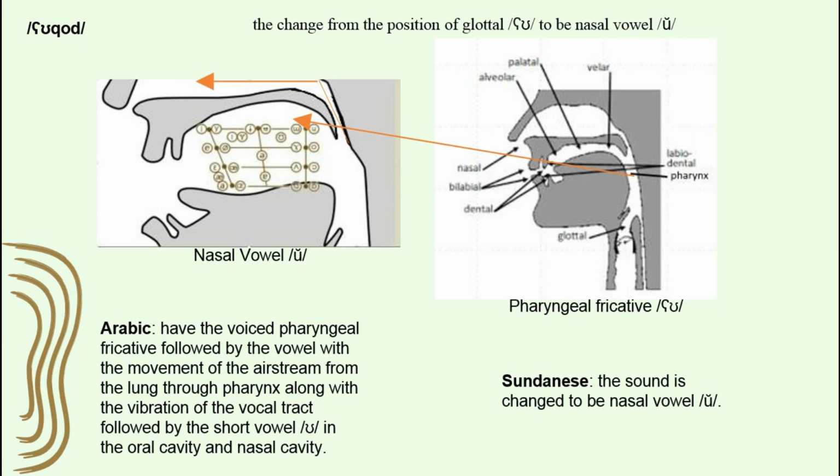Different from the Sundanese sound system, data number 3 shows that the sound is changed to be nasal vowel U. It is also actualized in the transliteration from Arabic to Sundanese. The voiced pharyngeal fricative followed by the short vowel U is pronounced as U, as seen in the Sundanese writing system in the table.